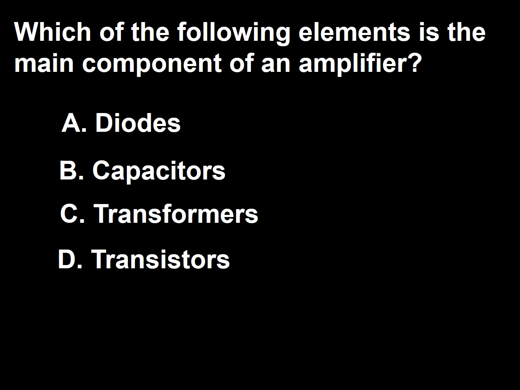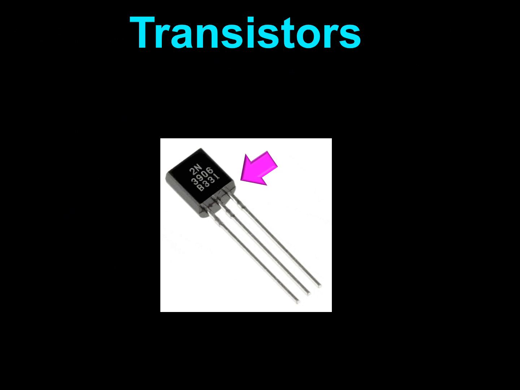Next question. Which of the following elements is the main component of an amplifier? A. Diodes, B. Capacitors, C. Transformer, D. Transistors. This frame shows a transistor. A transistor is an active electrical element. An active electrical element is one that adds voltage to the circuit.